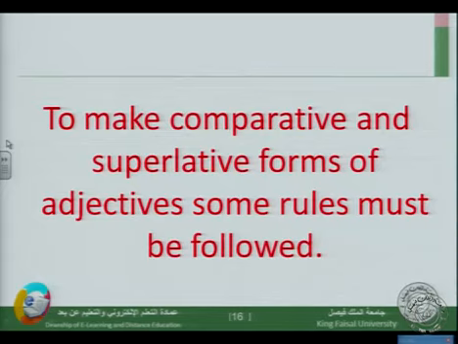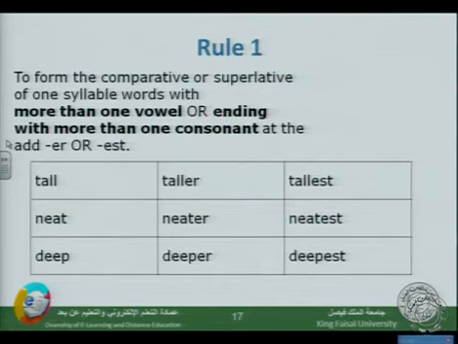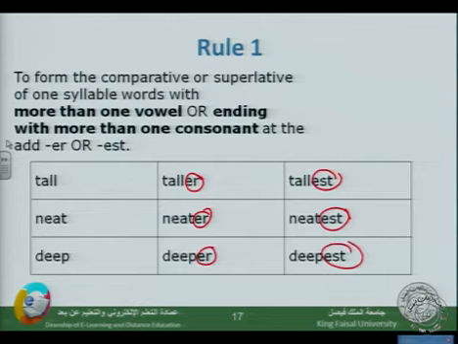To make comparative and superlative forms of adjectives, some rules must be followed. أخذنا أول قاعدة إنه ممكن تكون one single. It may have one syllable adjectives. We add er, like tall, tallest, neat, neater, neatest, deep, deeper, deepest. And this one syllable at least should have, لأنه حكينا, each syllable should have a vowel sound. Okay?